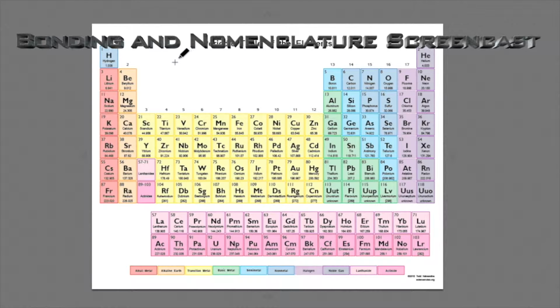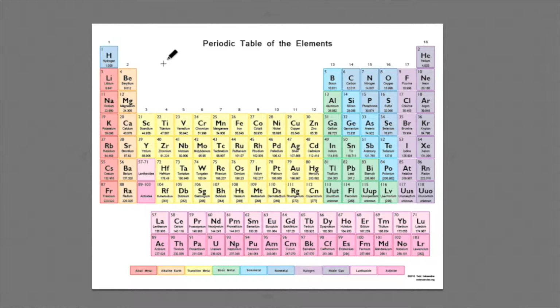Hey guys! Today we are going to talk about bonding and nomenclature. Let's start from the very beginning. What are ions? Ions are atoms with a charge. They are created when an atom gains or loses a valence electron.